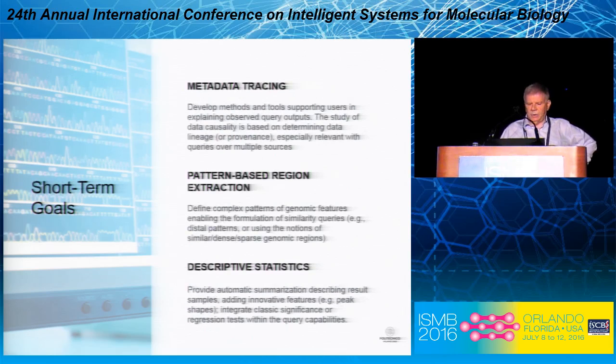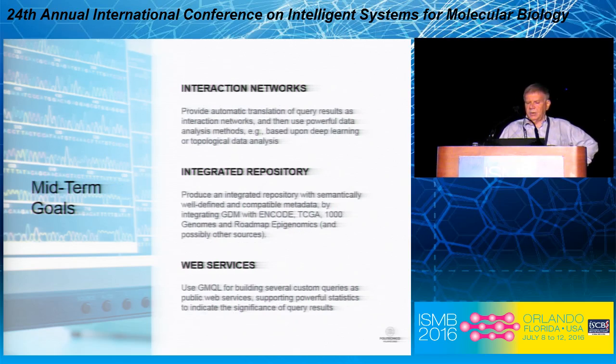We want to improve our system by doing several things, such as tracing metadata, extracting by means of patterns, regions, and this will be the topic of the next speech. Doing the statistics, also integrating with interaction networks, also making sure that integrated repositories with data from TCGA, ENCODE, 1000 Genomes and Roadmap, and possibly many others, talk the same language, within the same context, with the same approach to metadata, publishing web services where people could use GMQL or GMQL-based query services.